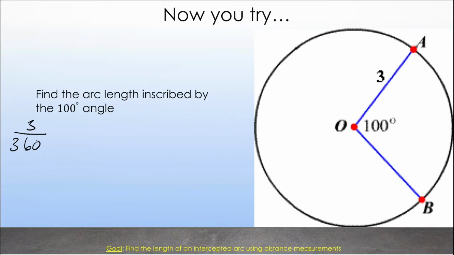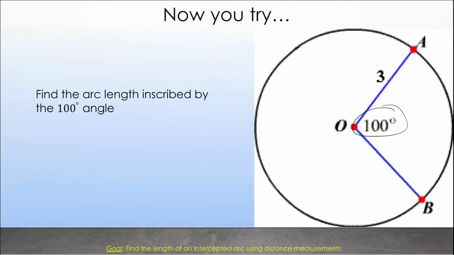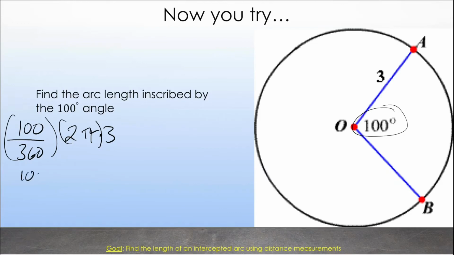Oh, not 3 over. What am I doing? That's my central angle, and I want to use that. So 100 over 360 times 2 times pi times my radius, which is 3, which gives me 100 over 360 times 6 pi.